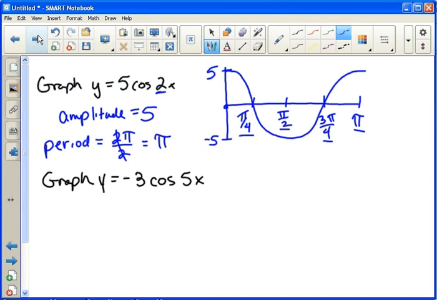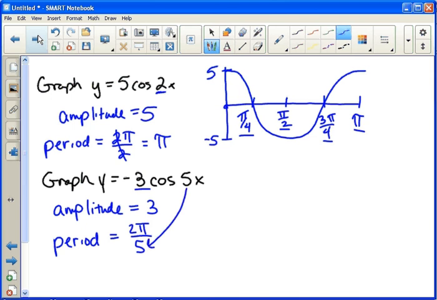Okay, let's try the next one. We would have an amplitude of 3, because that's the number out front here. We would have a period of 2 pi over 5. Again, this number comes from here. It's the number in front of x. We call that b.